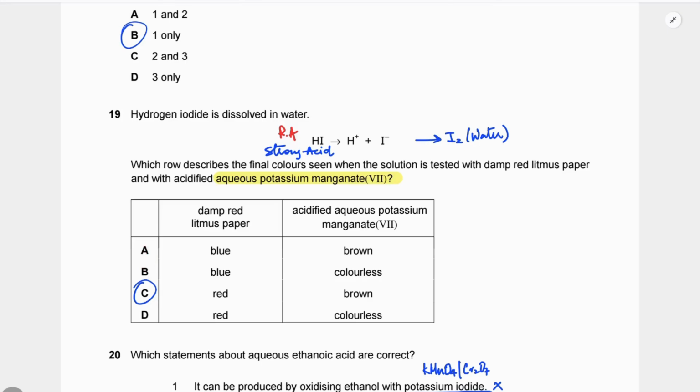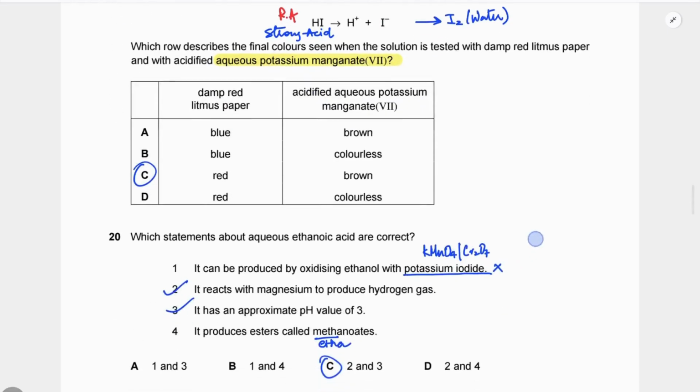Now, the solution over here has been added to acidified aqueous potassium manganate, which also acts as an oxidizing agent. What it will do is turn the iodide to iodine. The iodide is colorless, but it will turn into iodine in water. The solution color will be brown. So the correct answer is C.